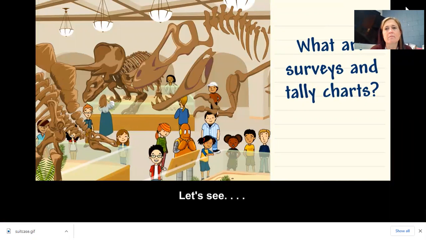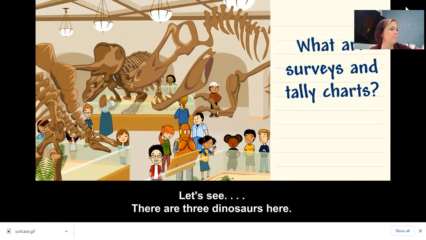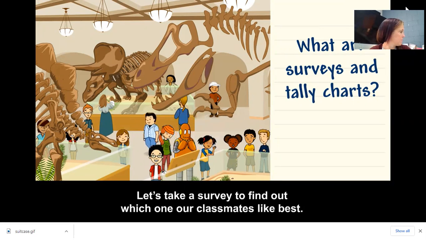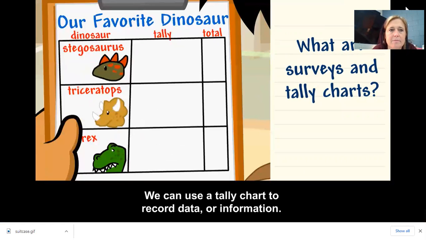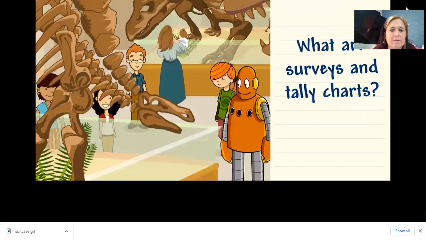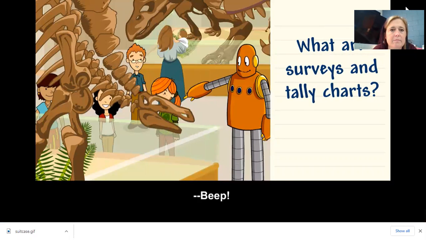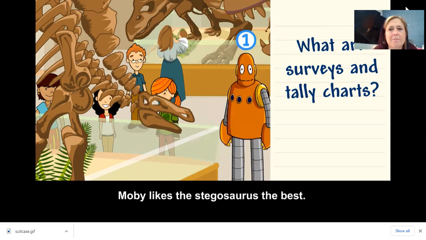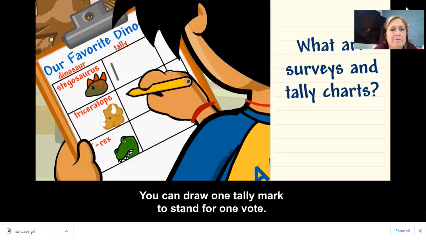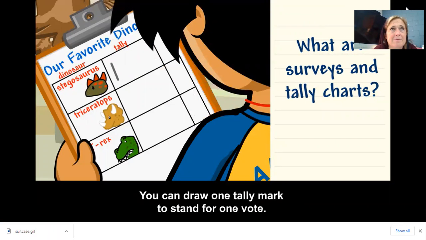Let's see. There are 3 dinosaurs here. Let's take a survey to find out which one our classmates like best. We can use a tally chart to record data or information. Let's see, Moby likes the Stegosaurus the best. You can draw 1 tally mark to stand for 1 vote.